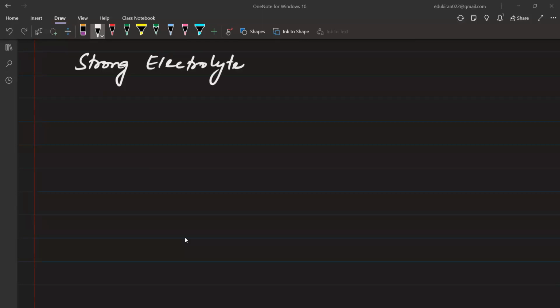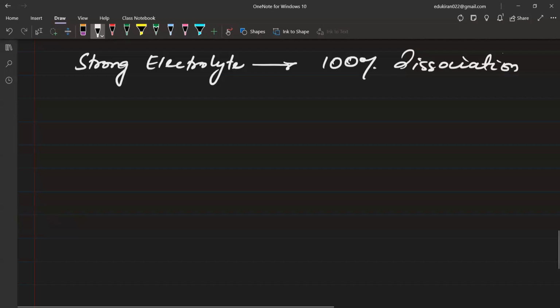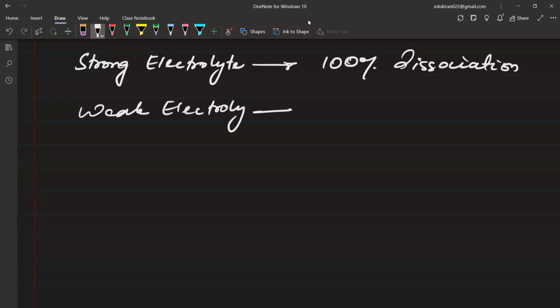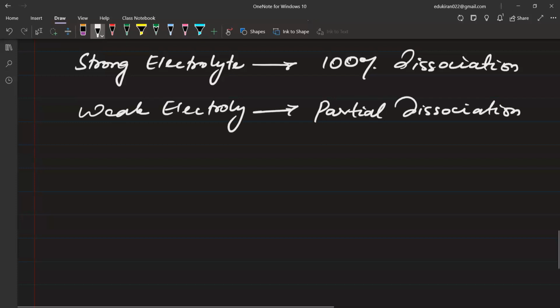Strong electrolyte gives 100% dissociation. Got it? Yes or no? Yes. And what about a weak electrolyte? A weak electrolyte gives partial dissociation. Partial dissociation. Still, I'm just saying, I'm not teaching, I'm just showing you some things. That's all. Okay.